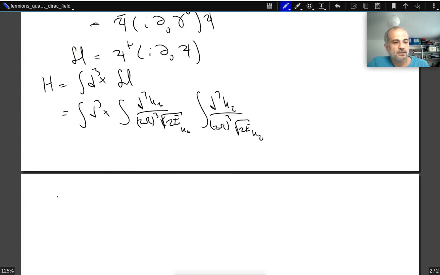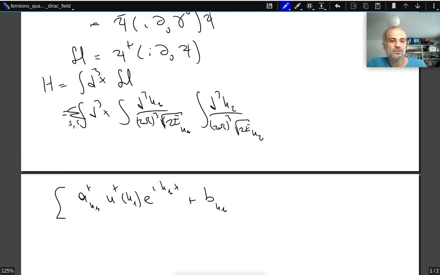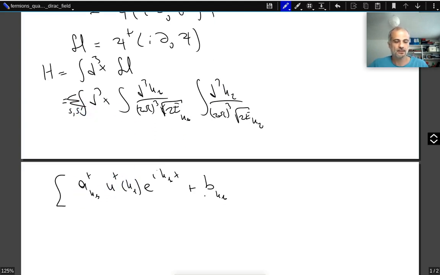Psi dagger will be this k1 integral, a of k1 dagger, u dagger k1 e to the power i k1 x plus b k1. There's also summations over s and s prime, but I will be suppressing them. But just keep in mind that anything that has a momentum k1, there's also a sum over s. Anything that has a momentum k2 also contains a summation over s prime. Anything meaning the operators and these u and v spinors.